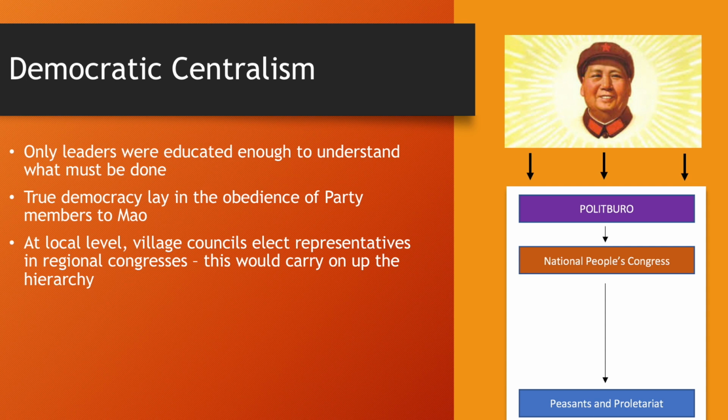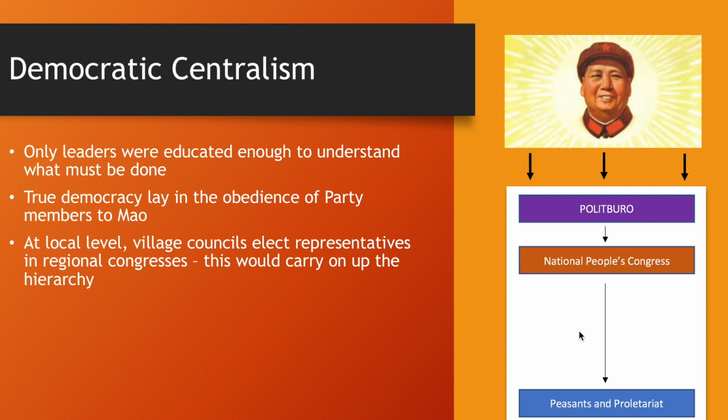If you look at the same diagram here, you have the workers and the peasants at the bottom, and they are allowed to elect representatives to go to the regional congresses and represent their views. In this area here, this big gap, I've omitted quite a few levels of the hierarchy, but you don't necessarily need to know the entire party structure in great detail. Now, these elected members for the regional congresses would then go on to elect members for the institutions in the next level of the hierarchy, and so on and so on.